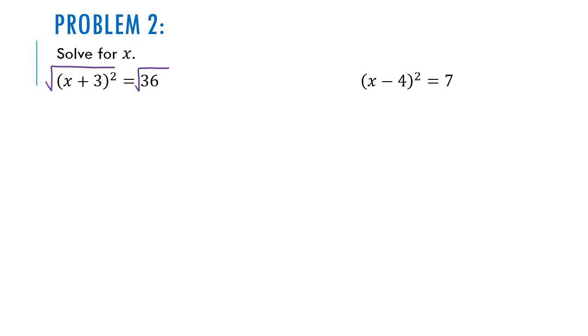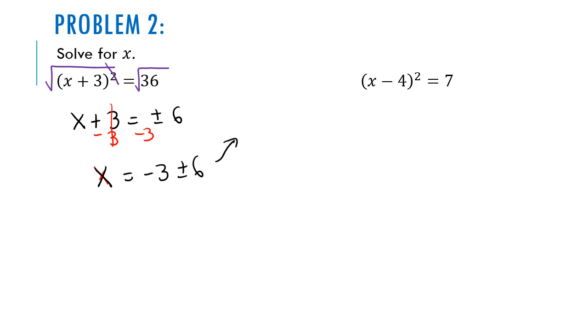So the square root and square can cancel each other out, leaving us x plus 3 equals the square root of 36 is plus and minus 6. Then we want to get the x by itself, so we're going to minus 3. That's going to subtract away. So we will have x equals negative 3 plus and minus 6.